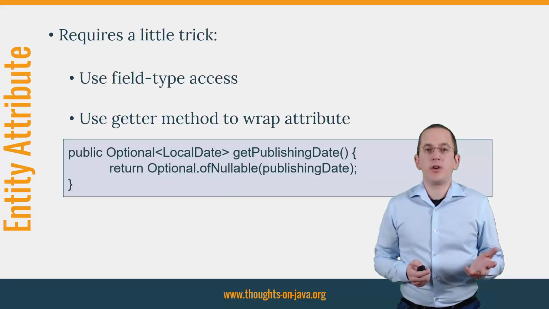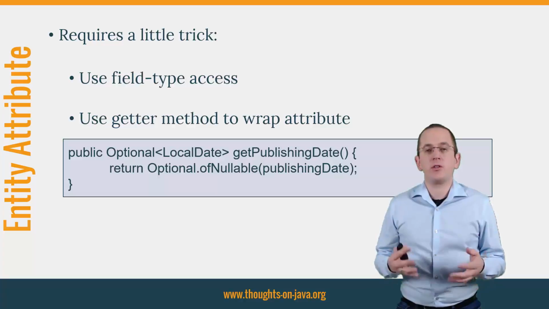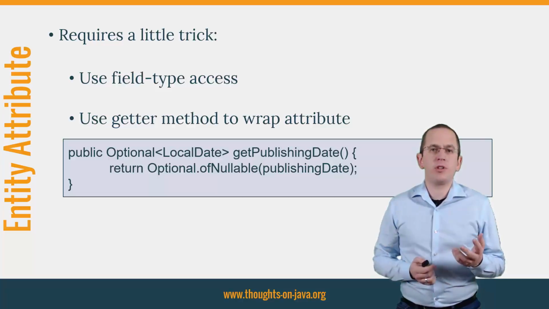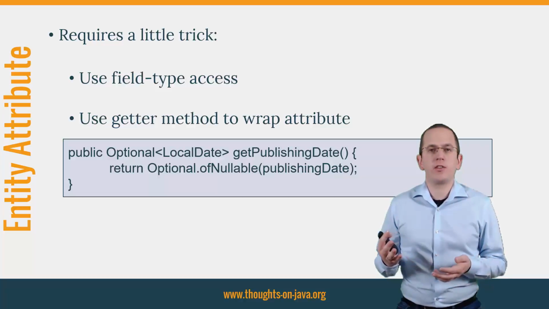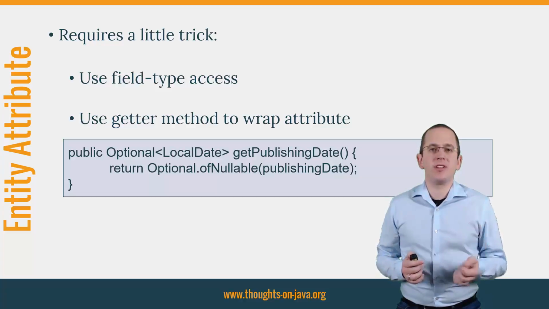As I said, you can't use Optional as an attribute type. You therefore need to apply a little trick. The good thing about it is that you don't need Hibernate 5 to implement it. When you use field type access for your entity attributes, Hibernate will not use the getter and setter methods. This allows you to implement them in any way you like. You can, for example, implement a getPublishingDate method that takes the publishing date attribute and wraps it in an Optional. Let's have a look at this in more detail.